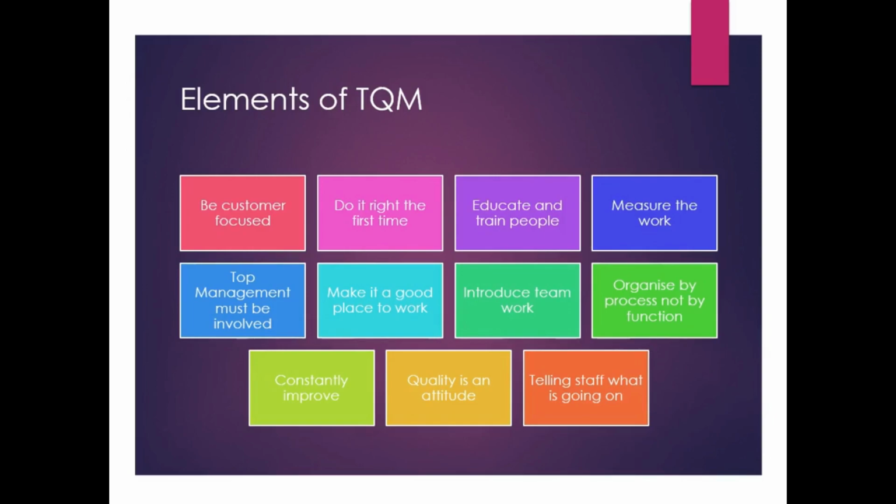Constantly improve is another important one. So continuous improvement allows the company to gradually get better. Quality is an attitude, and everyone has to be committed to quality to allow TQM to work. This means changing the attitude of the entire workforce and altering the way that the company operates.